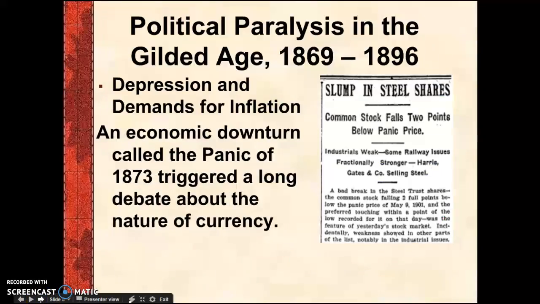Next slide. The next section is entitled Depression and Demands for Inflation. An economic downturn called the Panic of 1873 triggered a long debate about the nature of currency. The mid to late 1800s witnessed several economic downturns, including this one in 1873. This one had a lot of causes. It was in part caused by overproduction in the railroad industry, among other things.